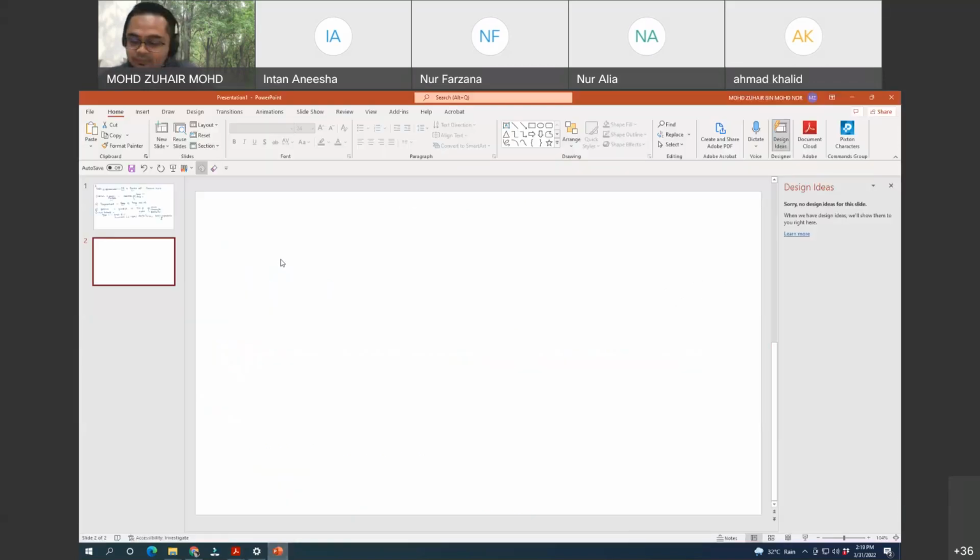Okay, so we have 1 cm per second square. We want to convert to kilometer per year square. So what are we going to do now? Normally, as what I gave in the example also, what we can do is to first draw a long line.